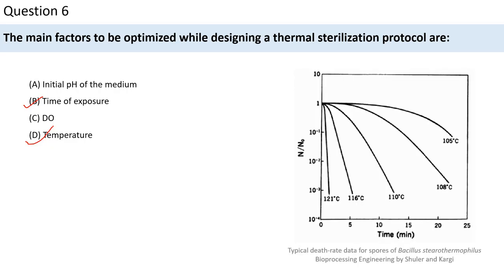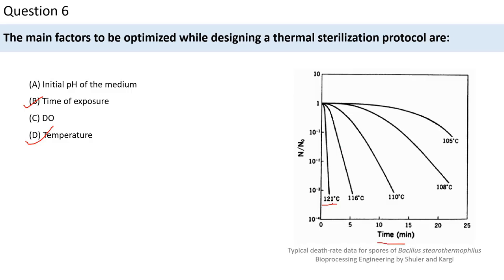So for this, typical death rate data for spores of Bacillus stearothermophilus, I have taken this from the Schuler and Kargi bioprocess engineering book. Okay, so if you just see, they have given N by N naught, where N naught is the viable cell concentration at the start. They have plotted it on the basis of two things: one is temperature, and the other is time.